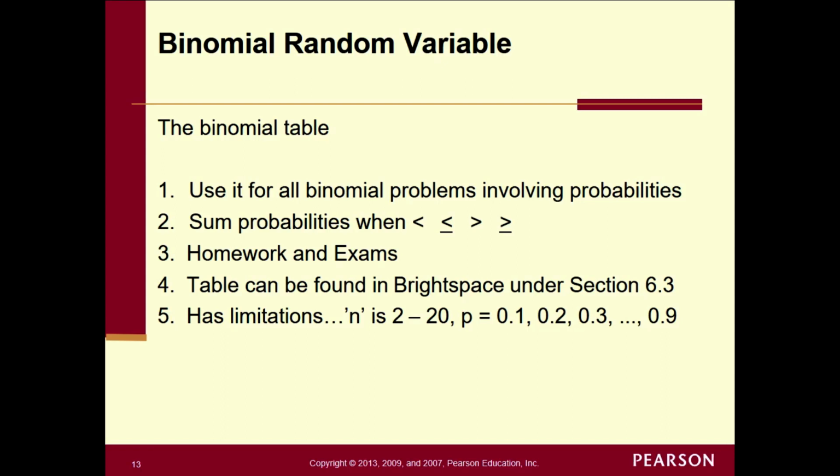And then this table does have limitations. What are the limitations? N goes from 2 to 20. You can't have just one trial, you don't really have a binomial problem at that point. Anything over 20, you would have to use technology. Also, the probability of success goes from 0.1, 0.2, 0.3, 0.4 up to 0.9. Anything else, you would have to use technology. So if the success rate was 25% or 75%, you would have to look someplace else to figure that out.